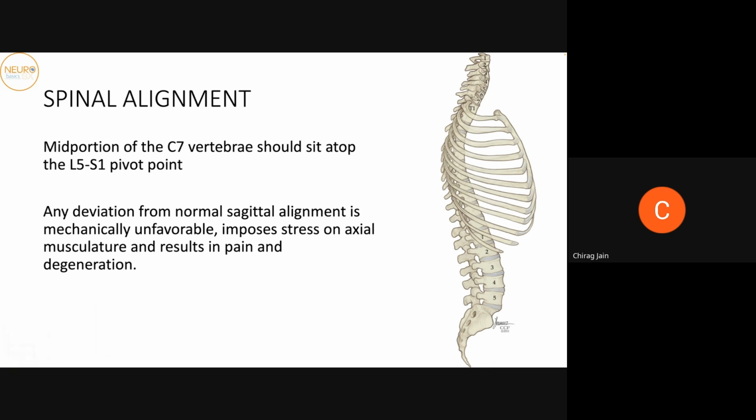So if we were to drop a line from the C7 vertebra, it should be straight down. So it should come and lie just at this L5S1 posterior point. That's the pivot point. Now, if this line deviates in any direction from this point, you're going to have a mechanically unfavorable sagittal alignment. So we do not want that, because if the sagittal alignment becomes unfavorable, you're putting extra stress on both the axial musculature as well as on the bones, ligaments and joints, and this will result in early degeneration as well as pain.